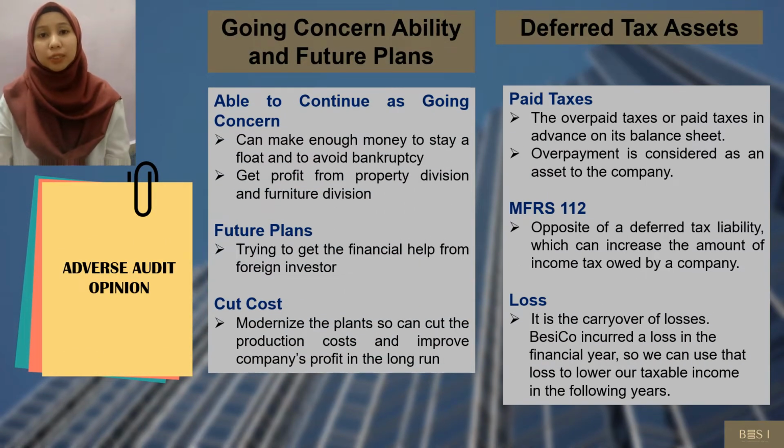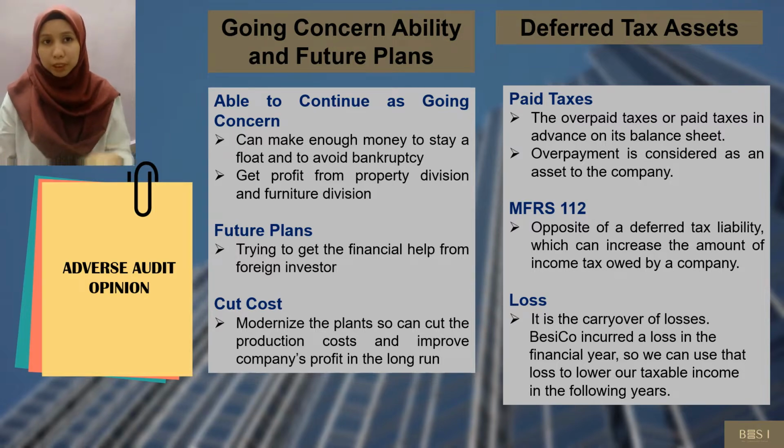Okay, I would like to present about the first issue for this company. The first issue is about adverse audit opinion. For the audit opinion, this company has 5 audit queries. The first query is about going concern ability and future plan. The company is able to continue as a going concern. They can make enough money to stay afloat and to avoid bankruptcy. They also can get profit from the property division and also from the furniture division.